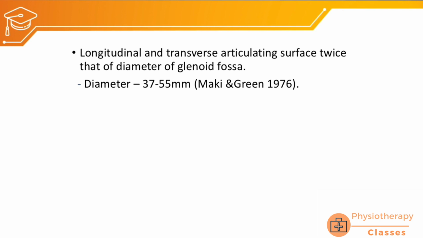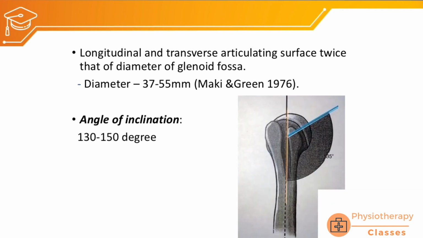As we know, the glenohumeral joint is one of the most mobile joints, whereas it compromises on stability. That is, the head of the humerus is bigger than the glenoid fossa, therefore there is a high chance of inferior, anterior or posterior dislocation of the humeral head. The angle of inclination is about 130 to 150 degrees. The angle of inclination is the angle between the axis of the humeral shaft and the axis of the humeral head. So it is about 130 to 150 degrees.